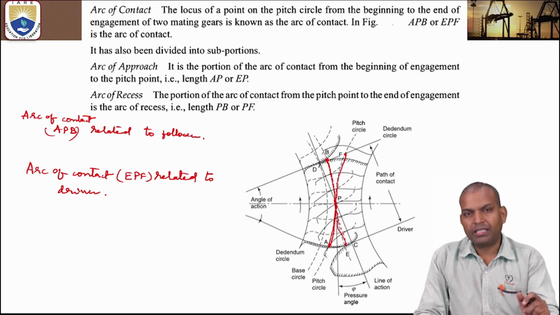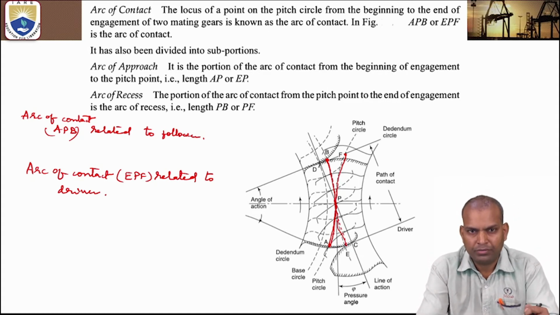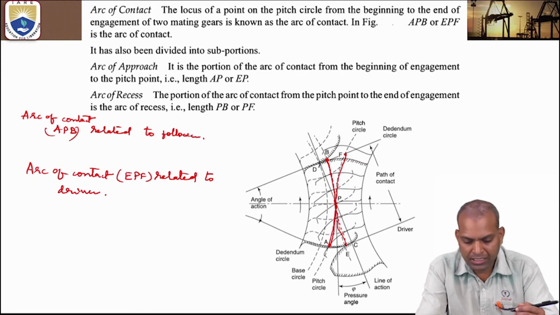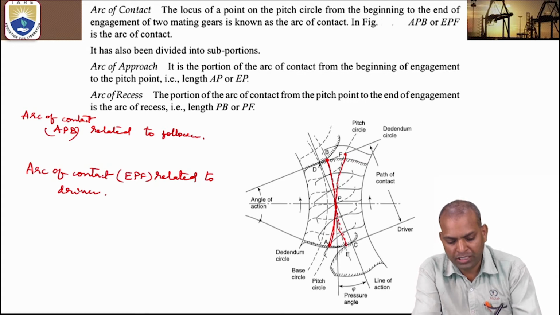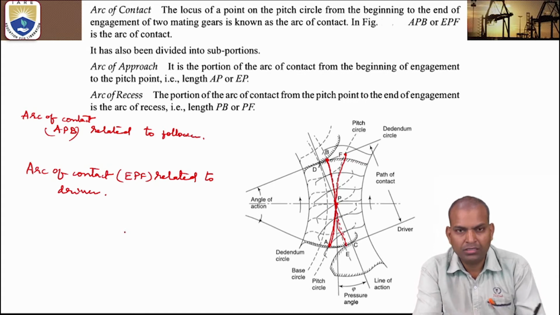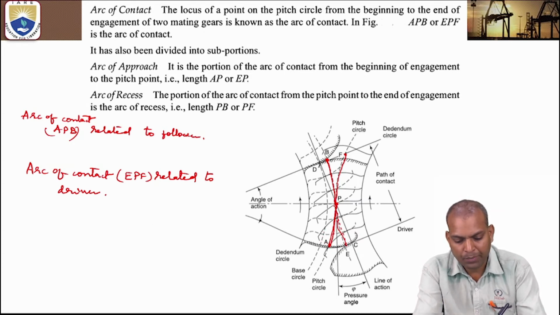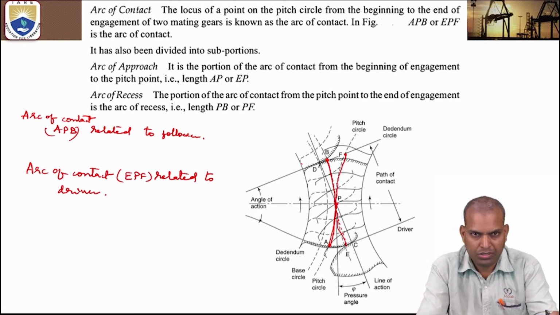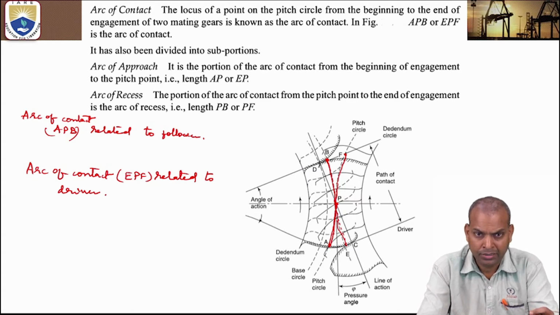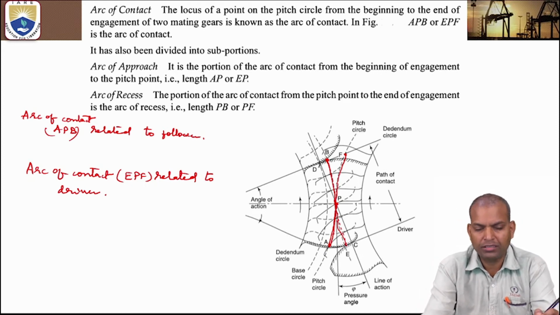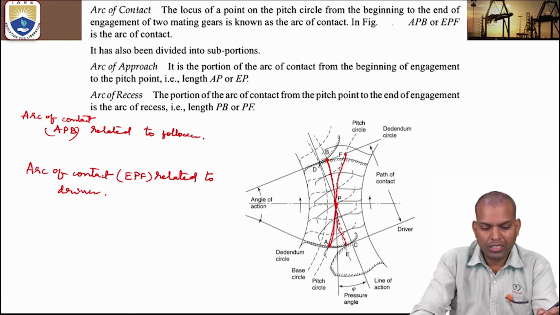So this P is the pitch point. Again, arc of contact is the sum of arc of approach and arc of recess. If you consider the driver pulley, arc of approach is EP and PF is the arc of recess, and arc of approach for the follower is AP and PB is the arc of recess. Arc of approach plus arc of recess equals arc of contact, for the driver and the driven pulley.